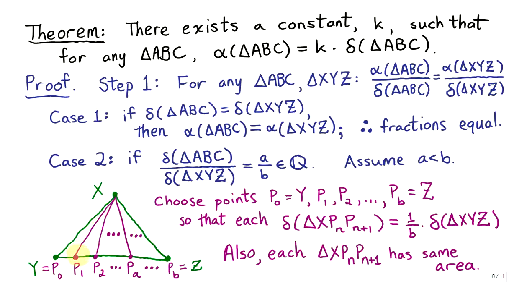We'll choose these points so that the angle deficit of each one of these triangles from X to Pn and Pn plus 1 is 1 over B times the angle deficit of the whole triangle, XYZ. In other words, we're subdividing the triangle XYZ into a total of B smaller triangles, each of which has the same angle deficit. We know we can do this because angle deficit is additive. Furthermore, since each one of these small triangles has the same angle deficit, it follows that each one of the triangles has the same area.